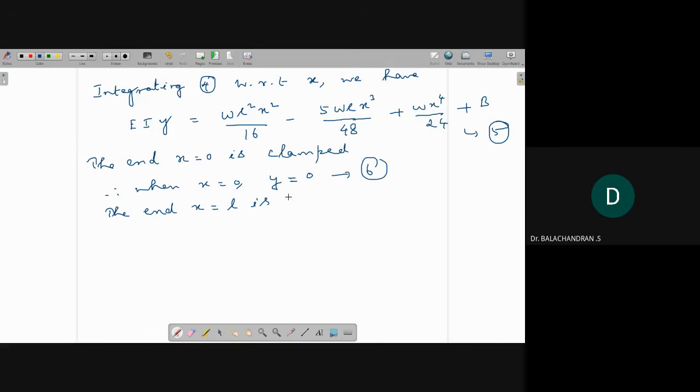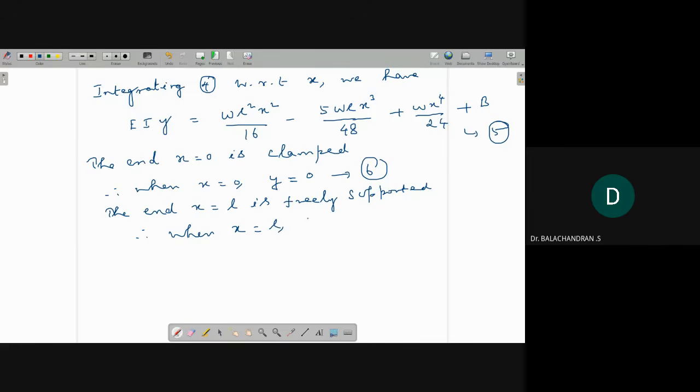Nandini, can you tell x is equal to L in the question is what? Are fixed, free, and freely supported? Freely supported. Yes, freely supported is correct. If it is freely supported, then Kirtana will tell what is the boundary condition when x is equal to L.